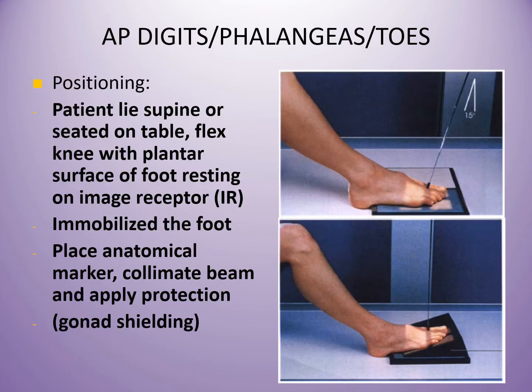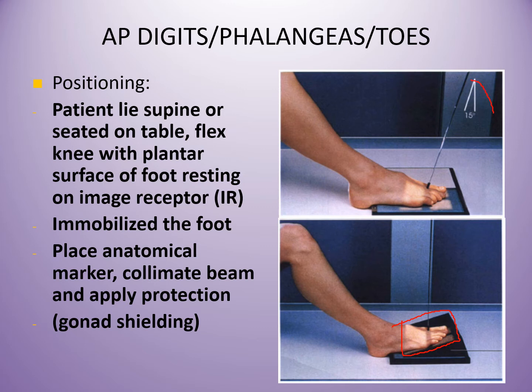Okay, so positioning dia, how is the position? Either your patient is seated or lies supine on the table. Alright, flex the knee with the plantar surface resting in contact with the image receptor. Make sure you immobilize the foot if necessary, place the marker, apply the collimation, okay, tight collimation to just include the region of interest.